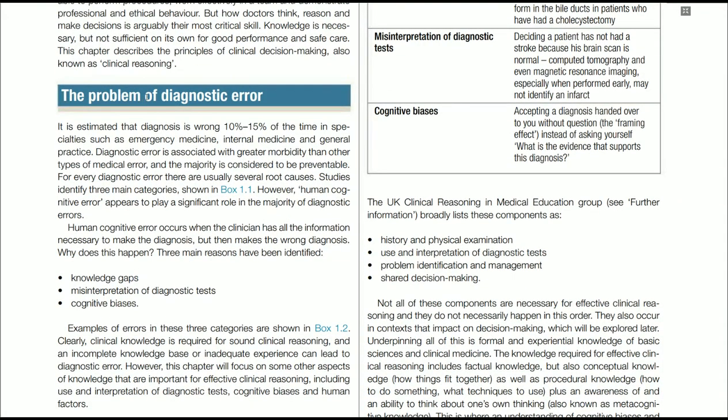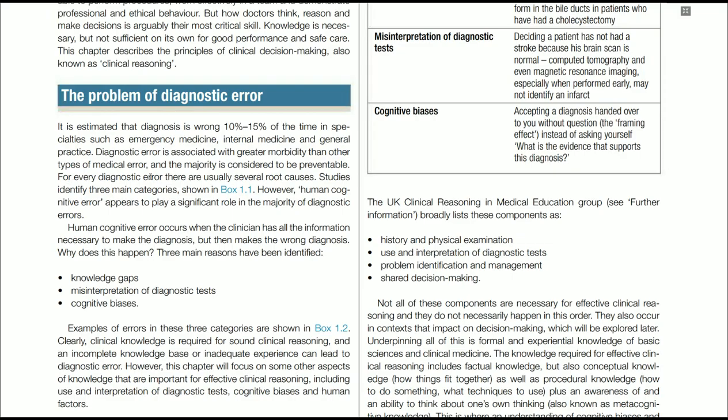The problem of diagnostic error. It is estimated that diagnosis is wrong 10 to 15% of the time in specialties such as emergency medicine, internal medicine, and general practice. Diagnostic error is associated with greater morbidity than other types of medical error, and the majority is considered to be preventable.